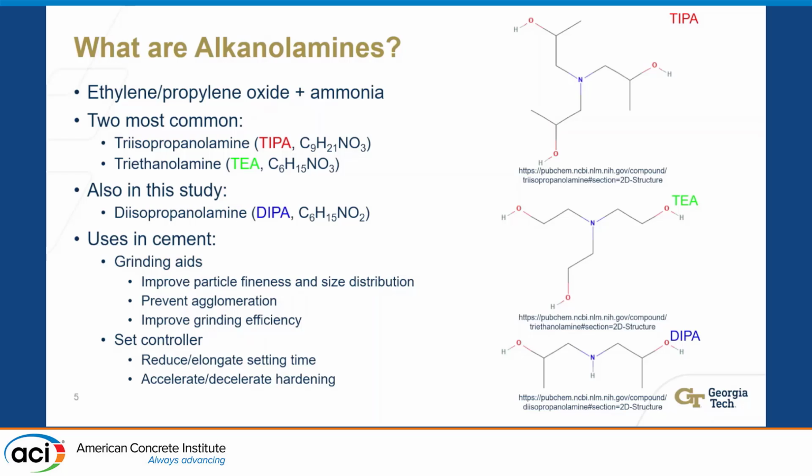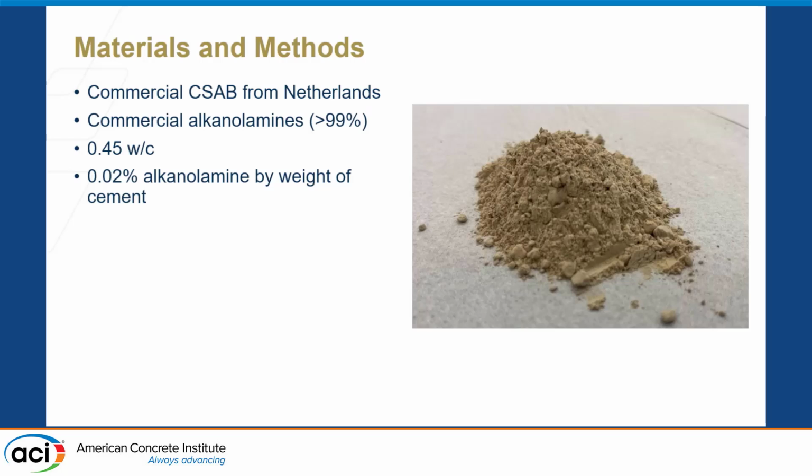And then really quick on the specific materials and methods in this study, the CSAB was commercial from the Netherlands. The alkanolamines are commercial grade and are of greater than 99% purity. We used a 0.45 water cement ratio in this study, and also a 0.02% alkanolamine by weight of cement, as those are commonly used in practice and also in literature.